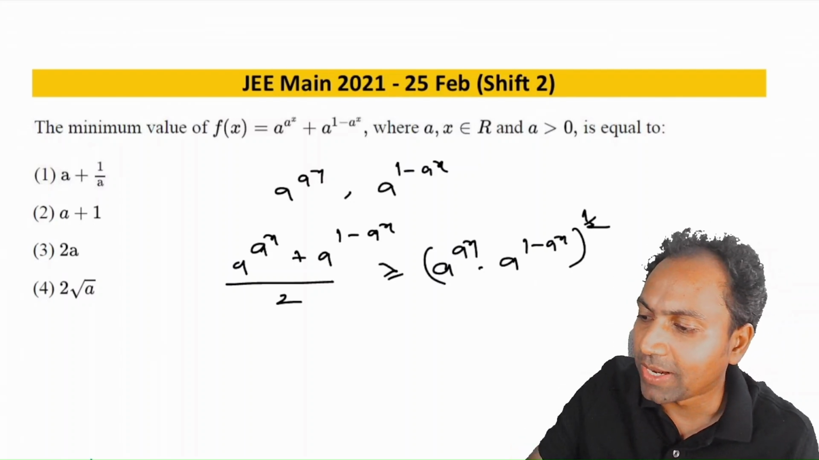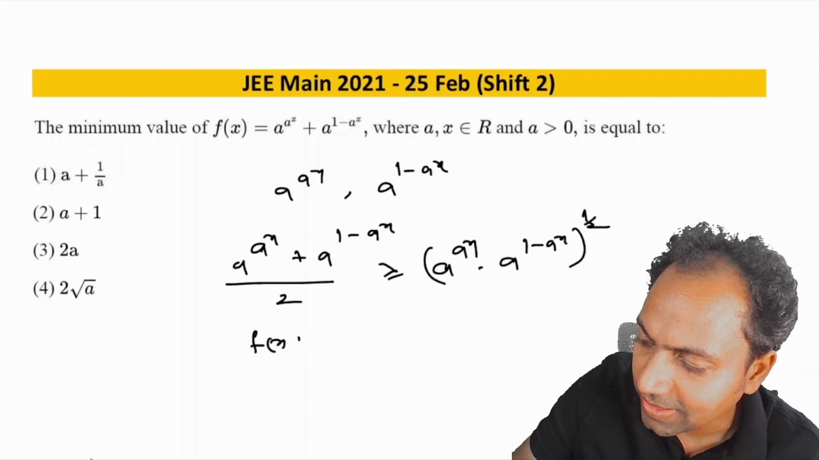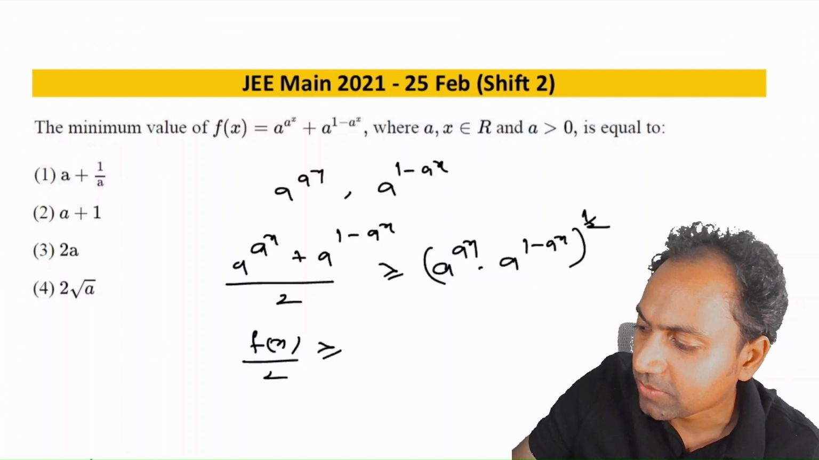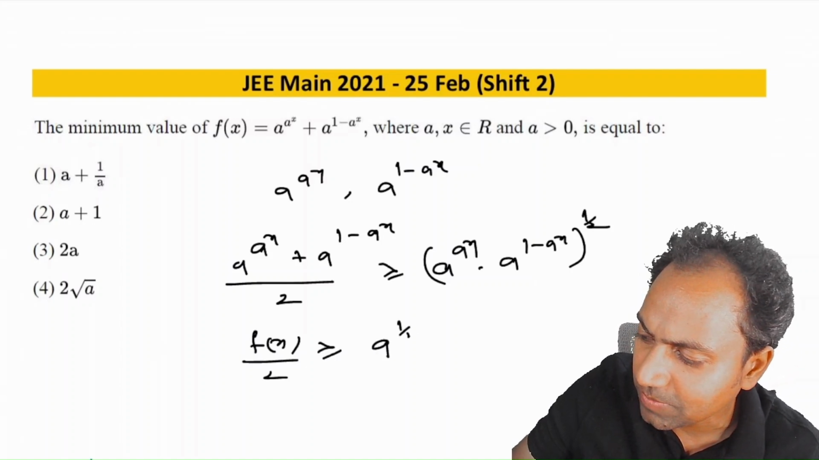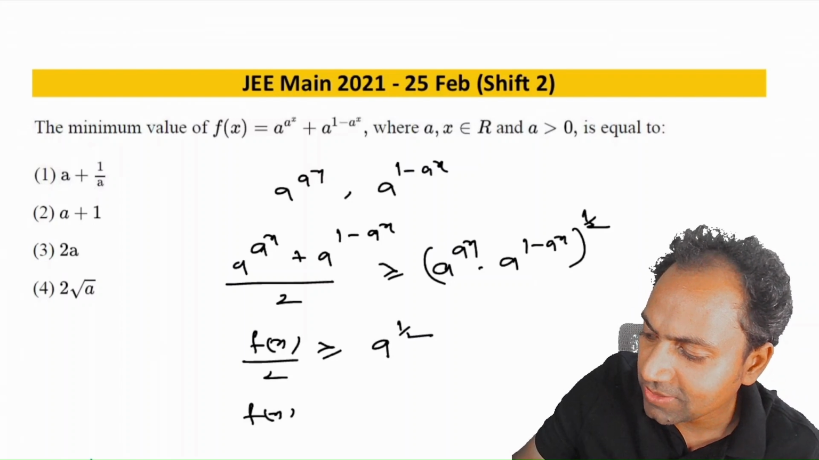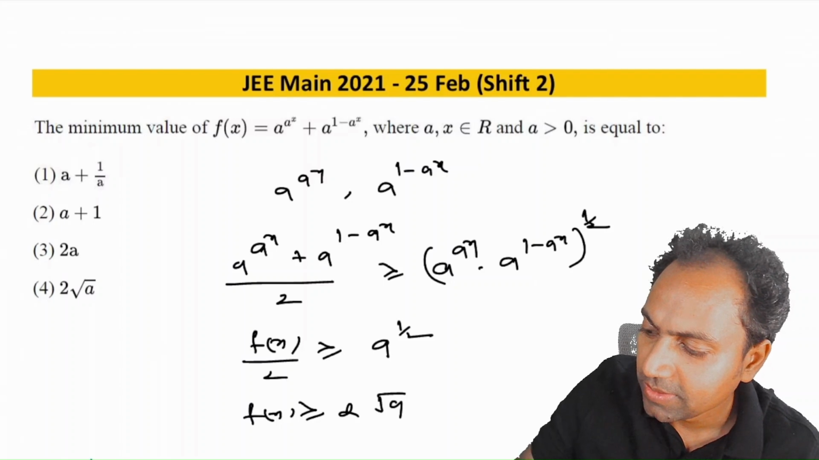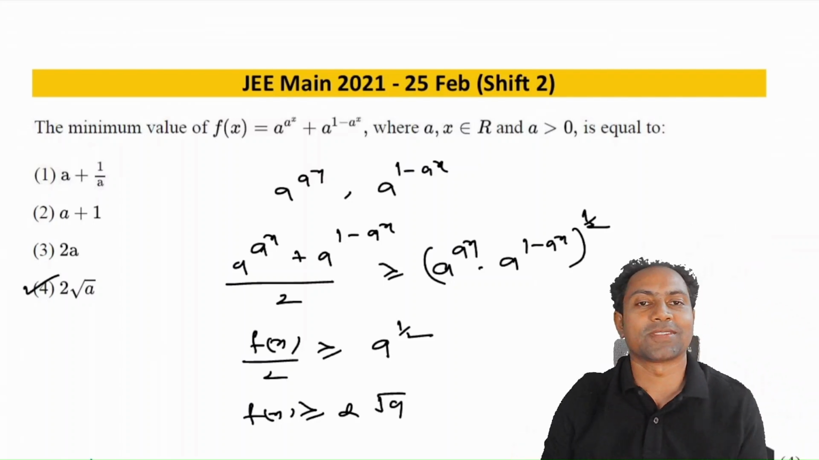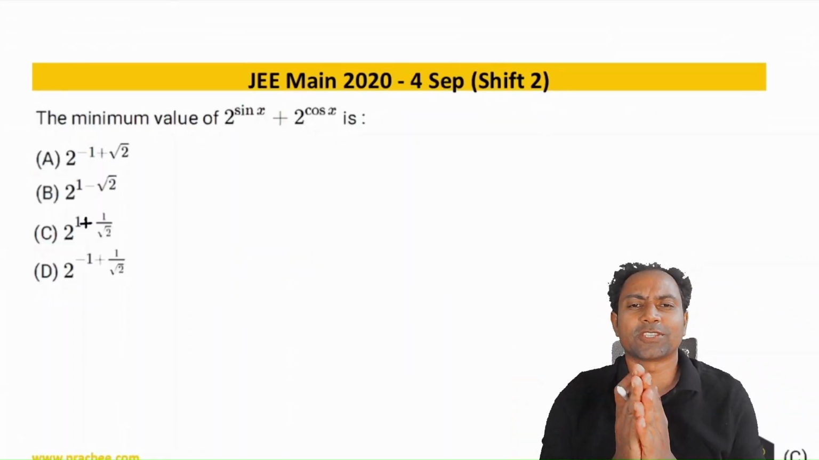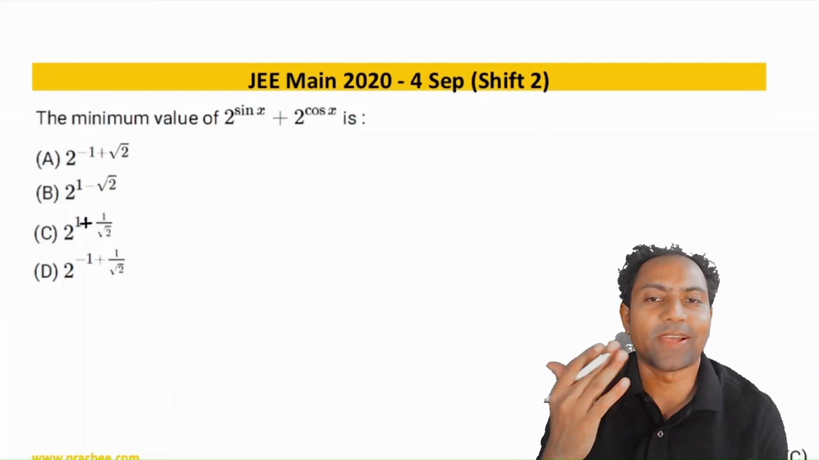If I do that, I get my f(x) on the left hand side divided by 2 is greater than or equal to, if I multiply, a raised to the power 1 by 2. So my f(x) is always greater than or equal to 2 root a. So my answer becomes the fourth option. Now again a very conceptual and simple question. They are asking the minimum value of this function.